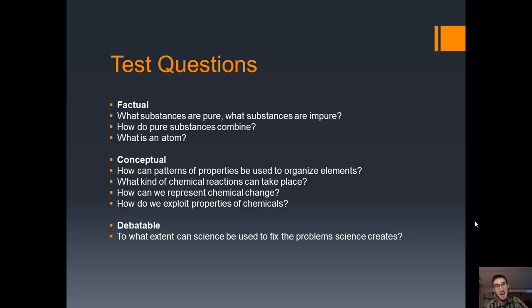How do substances combine? I want to know the process in which they combine and the scientific vocabulary used to explain how they combine. For what is an atom, I would like you to tell me what it is in reference to matter and give me an example of its parts.